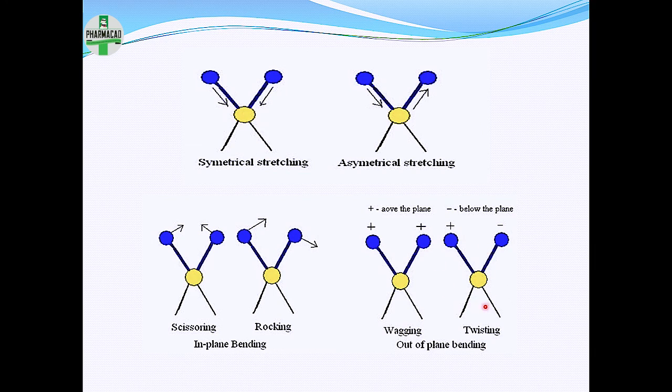Now in twisting, one atom is above the plane and the other is below the plane. The atom that is above the plane is signified with a plus sign, while the atom that is moving below the plane is signified with a negative sign. This kind of vibration is called twisting. Wagging and twisting are out-of-plane bending vibrations, because in wagging both the atoms are bending above the plane, while in twisting one bond is bending above the plane while the other bond is bending below the plane.